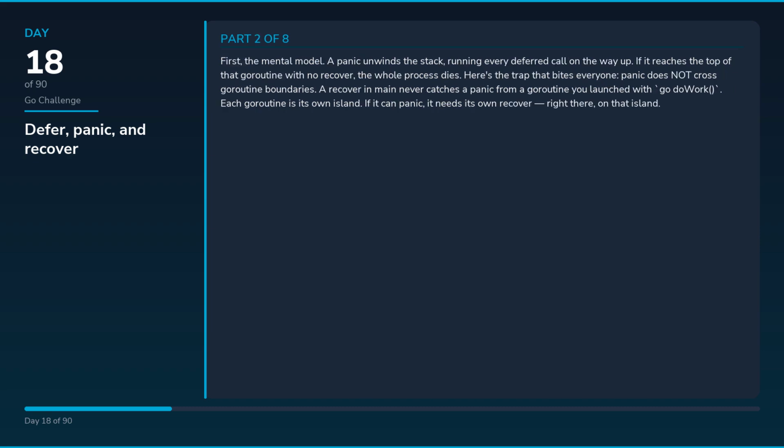First, the mental model. A panic unwinds the stack, running every deferred call on the way up. If it reaches the top of that coroutine with no recover, the whole process dies. Here's the trap that bites everyone: panic does not cross coroutine boundaries. A recover in main never catches a panic from a coroutine you launched with go doWork. Each coroutine is its own island. If it can panic, it needs its own recover right there, on that island.